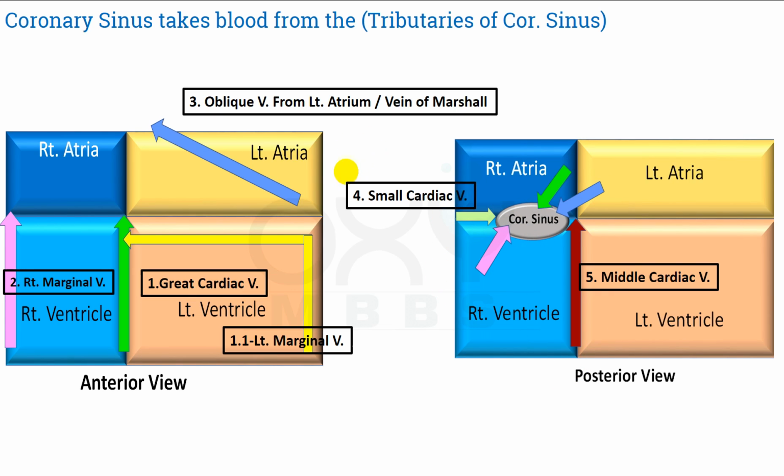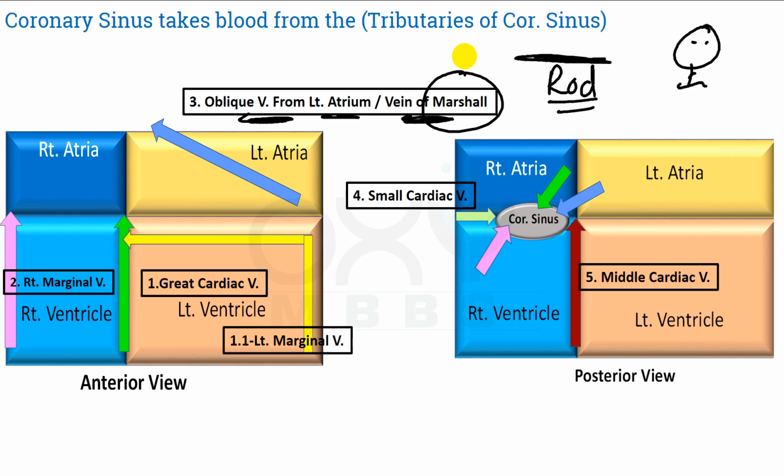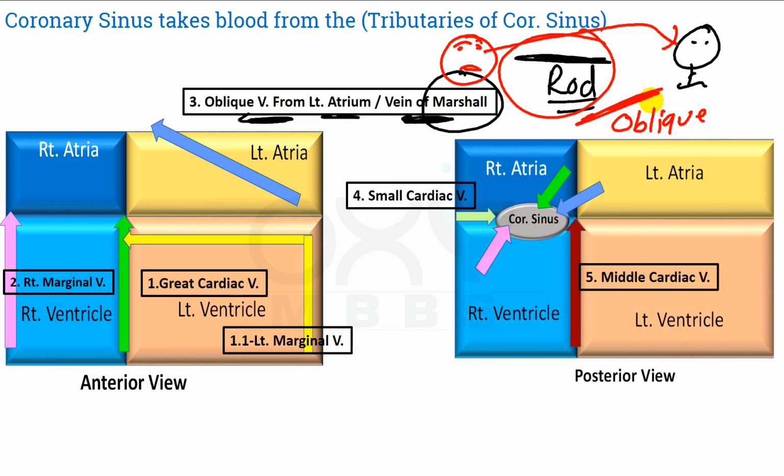Now friends, how will you remember that the oblique vein from the left atrium is the vein of Marshall? It is very simple. Now let's suppose this is a rod or stick, and this is a man. And this is you who want to beat this man with this rod. So if you want to beat this man with this rod, then first of all you have to make this rod oblique. So this is the oblique position of the rod, and now you can beat this man very heavily.